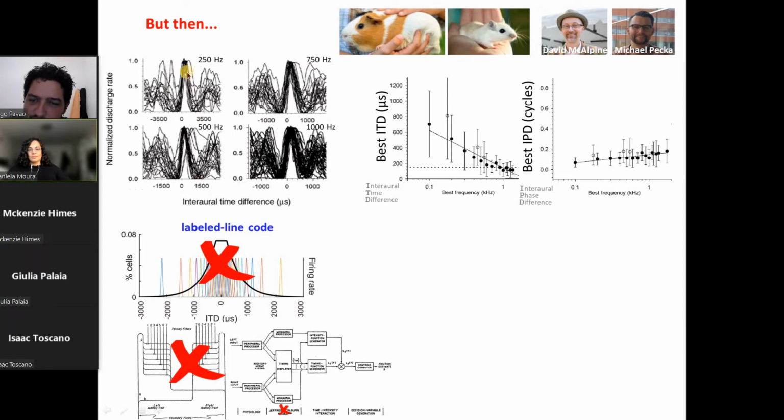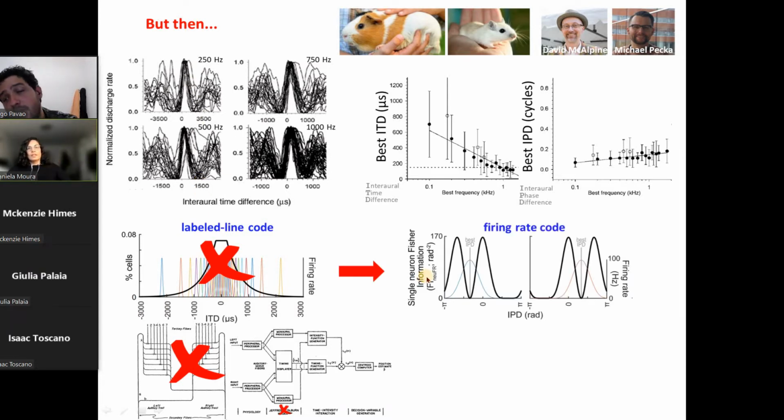That all the neurons are tuned to the same thing. What they proposed is that there is a firing rate code: the more to the periphery the sound source is, the higher the firing rate. So the rate is a code, like the somatosensory system, right? Like pain. If there is a lot of pressure, more pressure means a higher firing rate. So instead of having a labeled line, it seems like it's a firing rate code. Totally different idea, right?